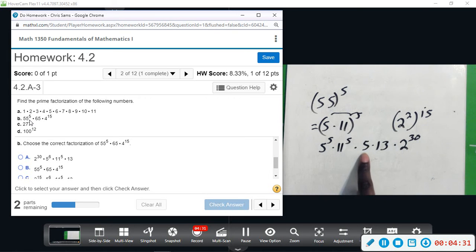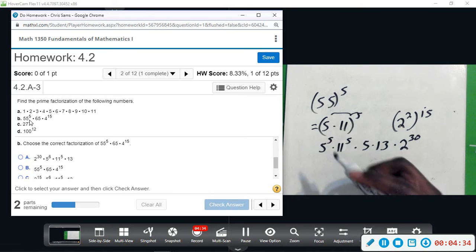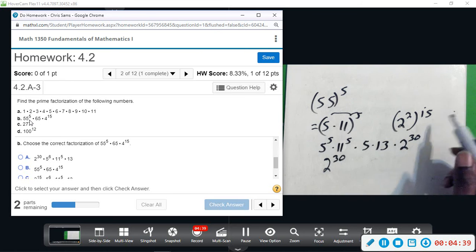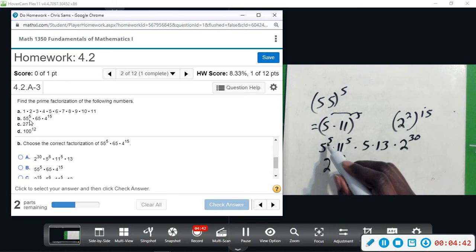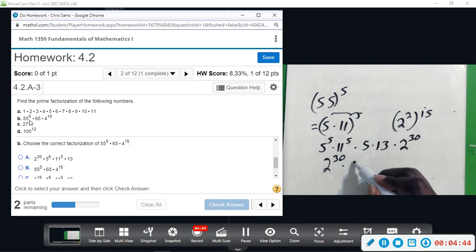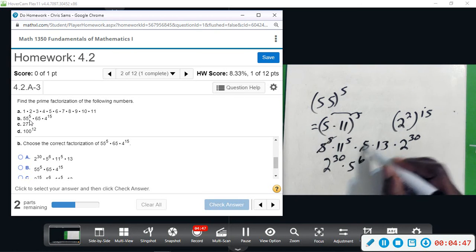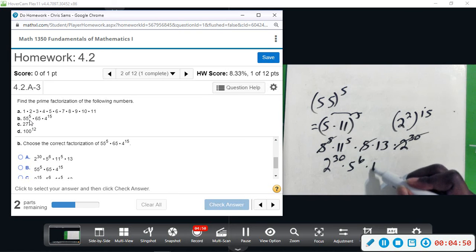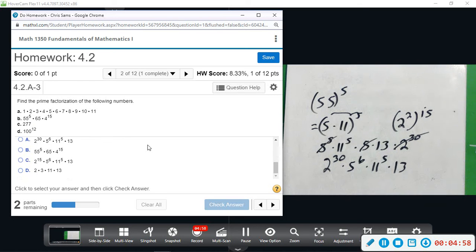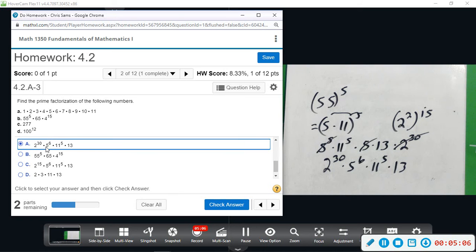So now I'm just going to combine this additional 5 with this one. So we will have, let me write the 2 first. 2 to the 30th, okay, from this term. We have 5 to the 5th, plus this one will give us 5 to the 6th. Okay, so we've used that. We have 11 to the 5th, and then 13. Which is giving us 2 to the 30th, 5 to the 6th, 11 to the 5th, and 13.